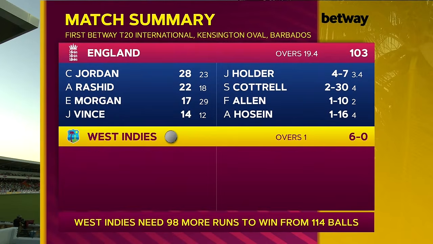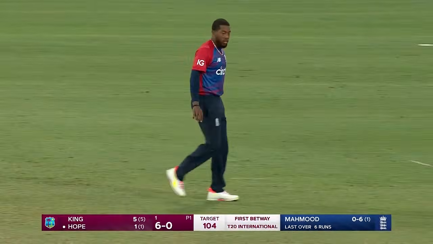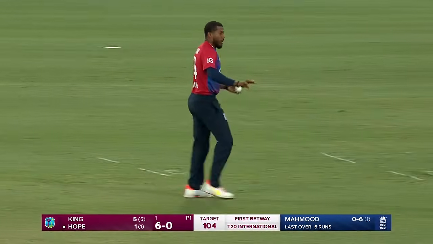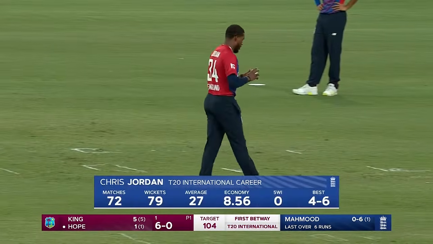Chris Jordan will open the bowling from the Malcolm Marshall end. It's his fateful over that saw England lose that semi-final to New Zealand in the World T20. Got hit for 23 when it looked as though England had the game under control.